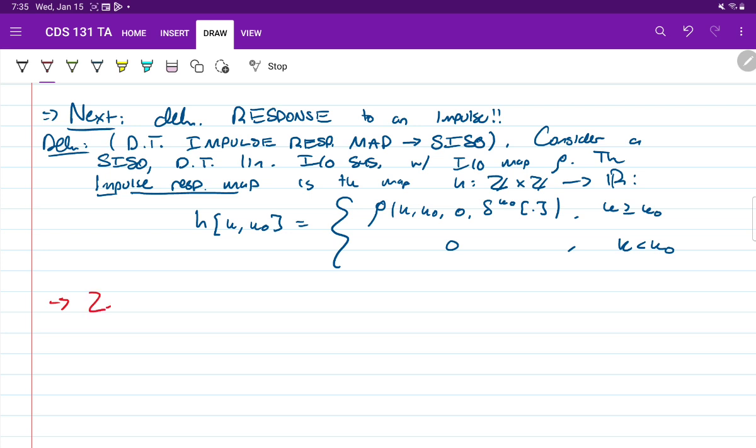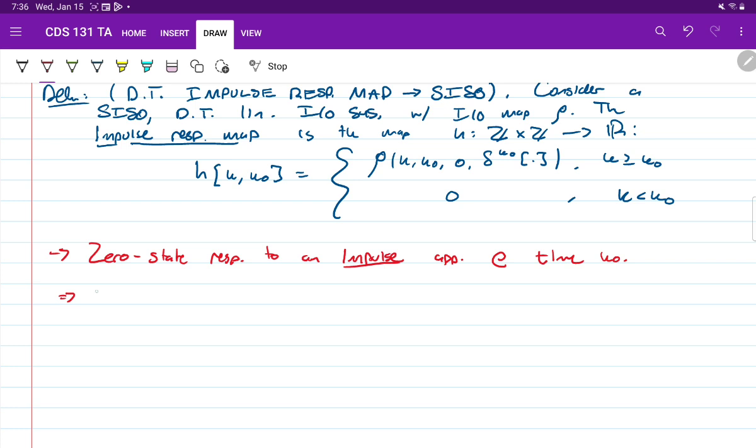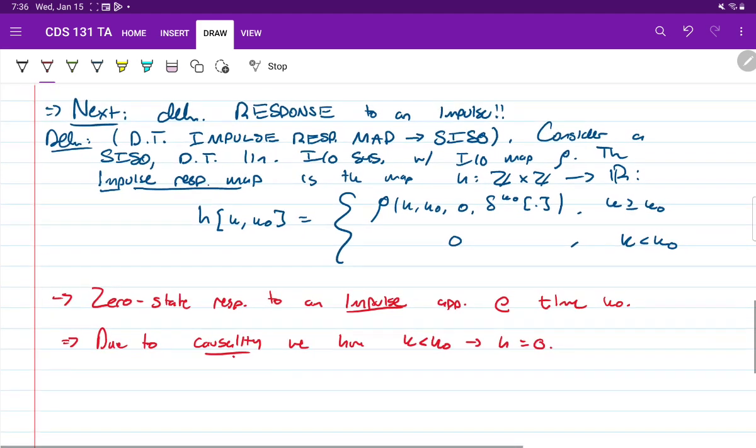So in summary, it's the 0 state response to an impulse applied at time K naught. Okay? So just as a quick side note, due to causality, which tells us that the present behavior of our system only depends on stuff that's happened in the past, we have K minus K naught implies H is 0. Let me quickly justify why this makes sense.